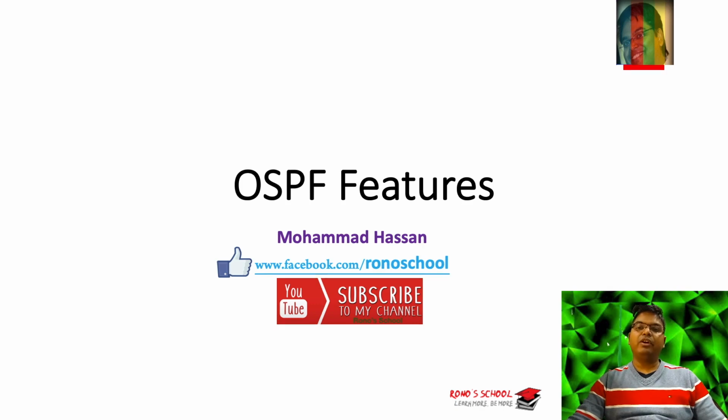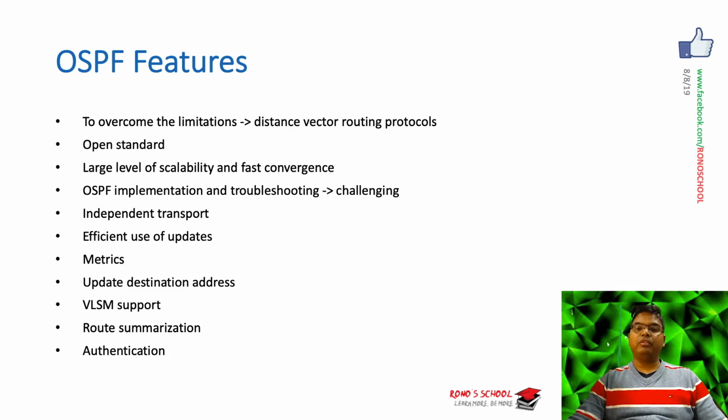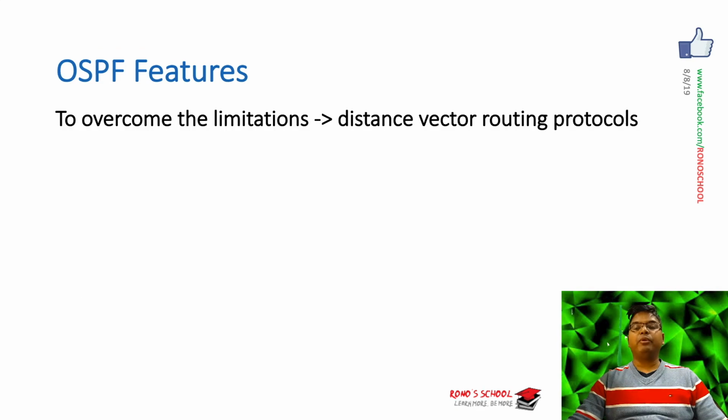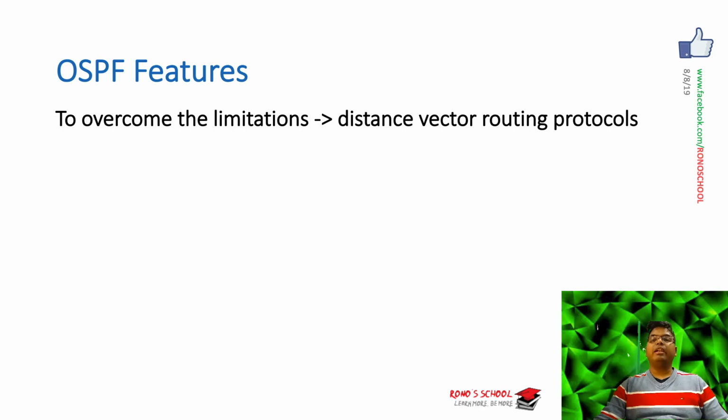Today I am discussing OSPF features from the CCNP version 7 chapter 2 topic. Open Shortest Path First is a very feature-rich protocol. Let's discuss its features. OSPF, being a link state routing protocol, was developed by the Internet Engineering Task Force, IETF, to overcome the limitations of distance vector routing protocols. Now let's look at what limitations distance vector routing protocols have.